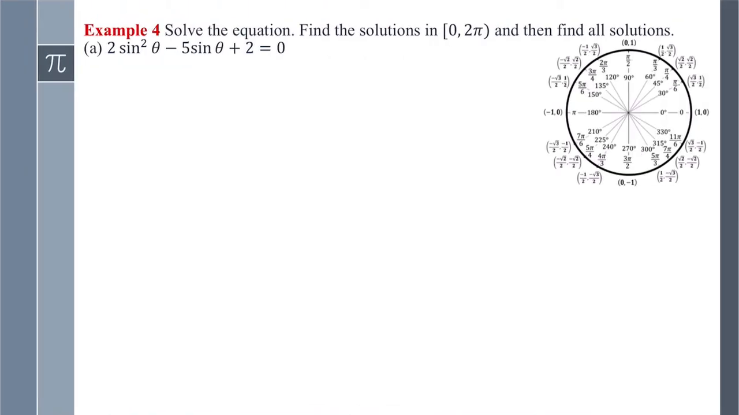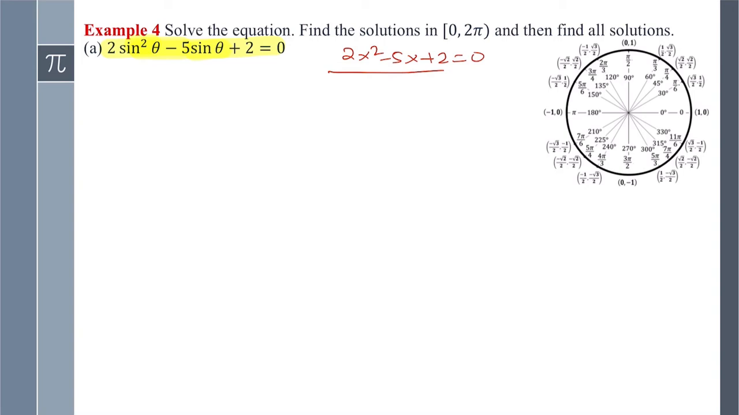Now let's look at another example. We are going to solve this equation, find the solutions in 0 to 2 pi, and then find all solutions. If you look over here, we have a quadratic, and then we have sine. So this is just like a quadratic equation, like 2x squared minus 5x plus 2 equals 0. So how do you solve this quadratic equation?